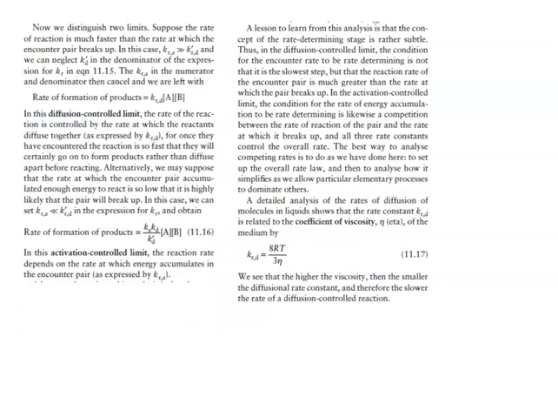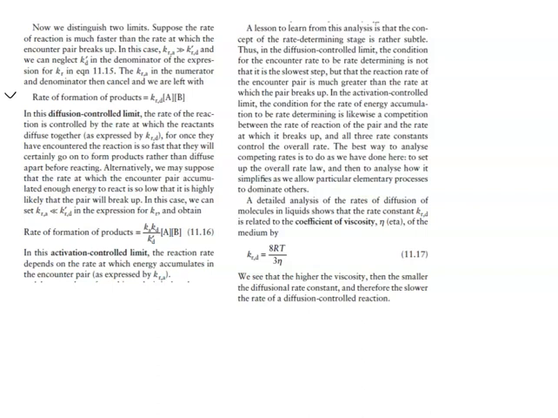Now we distinguish two limits. Suppose the rate of reaction is much faster than the rate at which the encounter pair breaks up. In this case, K_A is much greater than K_D prime, and we can neglect the second term in the denominator of the expression for K_R. The K_A in the numerator and denominator then cancel, and we're left with the following. The rate of formation of products equals K_D times the concentration of A times the concentration of B.